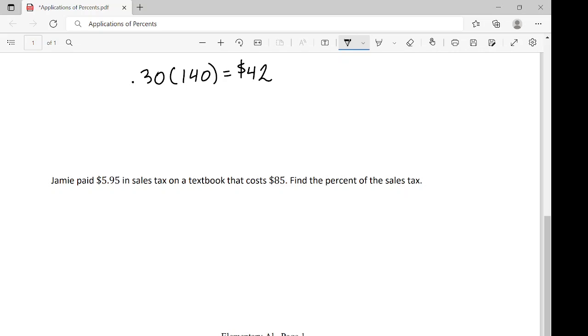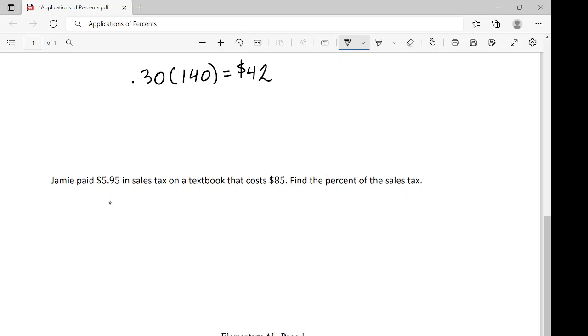Lastly is a little bit weird because it's going to go in a different order. So Jamie paid $5.95 in sales tax on a textbook that cost $85. Find the percent of the sales tax. So normally we would find the percent of 85 and it will give us our $5.95. This time we are given the result and we know the cost of the book. We got to find the percent.